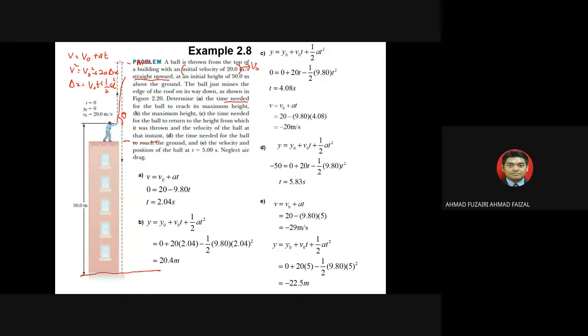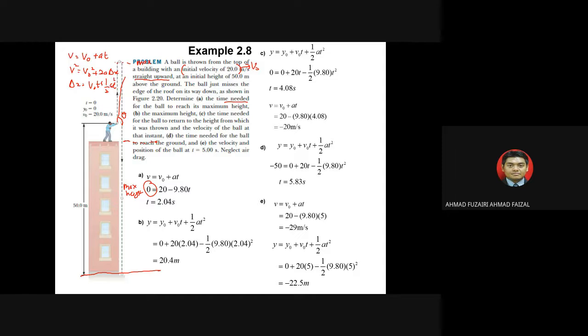So the time needed for the ball to reach its maximum height. So what happens? You need to apply V equals V naught plus AT. So V will be zero. Why is V zero? Because this is the maximum height.